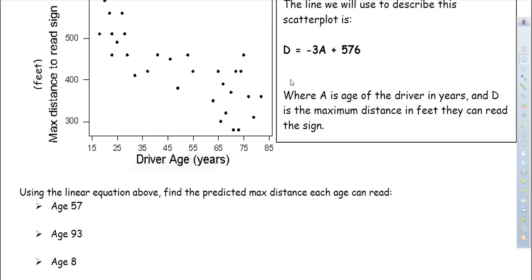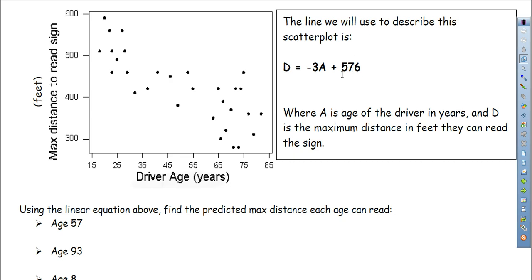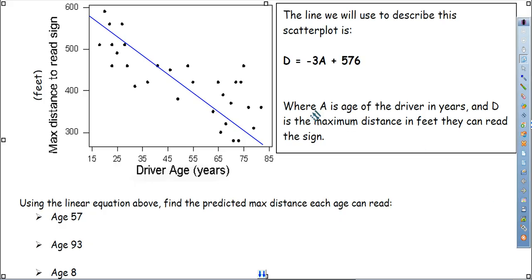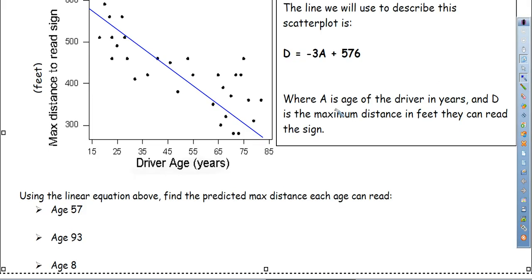So real quickly, let's go ahead and just graph that and see what that would look like, and just do a rough sketch. If we do a rough sketch, recall that this is the y-intercept and that's the slope. Okay, so I took the liberty, so we could just make a little fit line. Remember the y-intercept 576, and it goes down, and you'll see this kind of match up when we do some points down here. So this part says, using the linear equation above, find the predicted max distance each age can read a sign from. So what do we have to do?